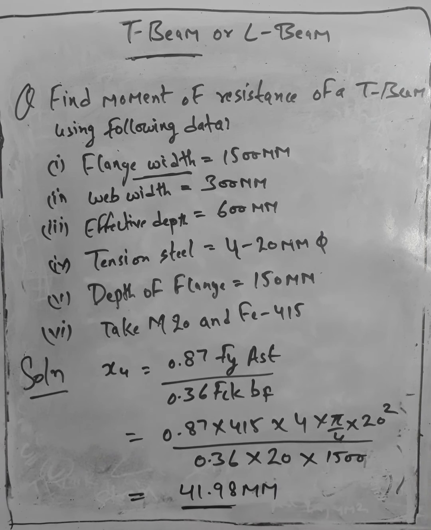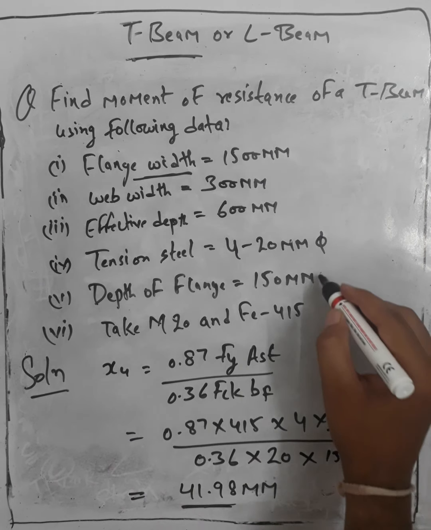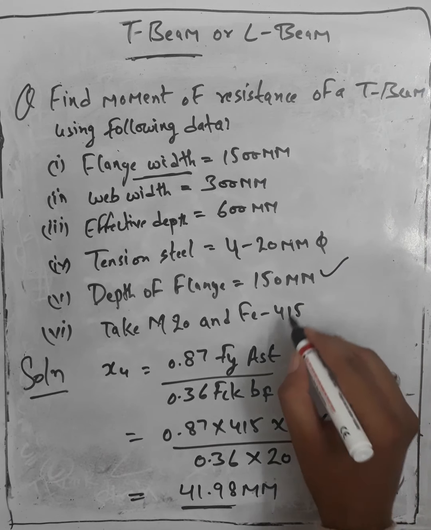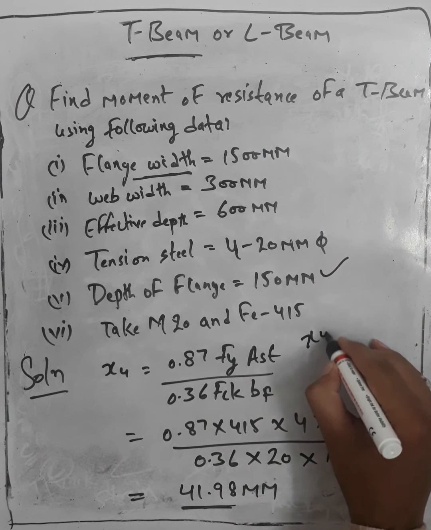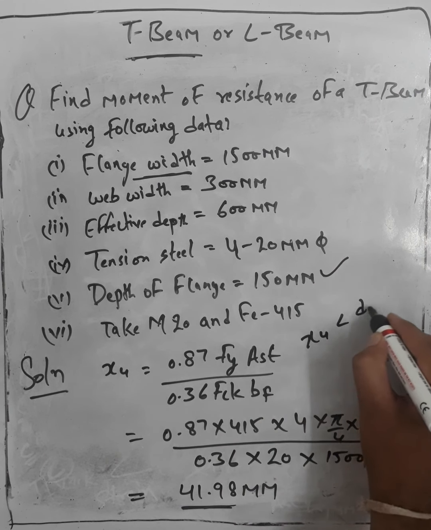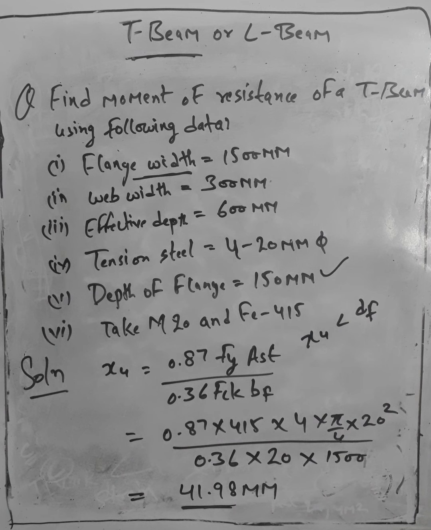as the XU value. So with the help of this equation we find the XU value, and XU is 41.98, and in our question we have given the DF value. This value is 150 mm. That means here we have the condition XU is less than DF.